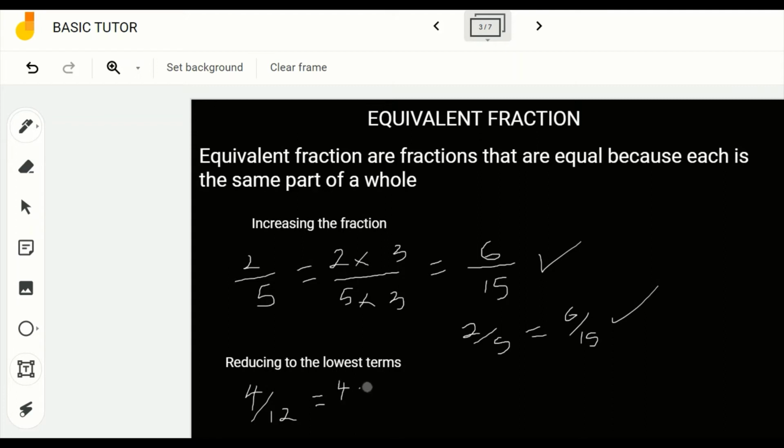So 4 divided by 4 and 12 divided by 4. So 4 divided by 4 gives us 1, and 12 divided by 4 gives us 3. So I can also say that 1 over 3 is the lowest term for 4 over 12, and also 4 over 12 is equivalent to 1 over 3. So these are the two ways that we can find the equivalent fraction of a fraction. Let's look at some questions.